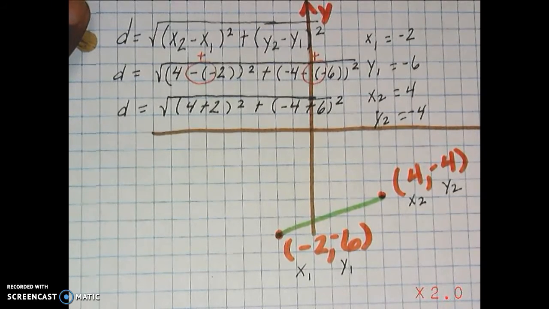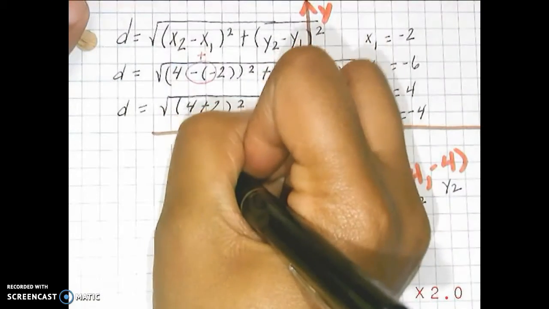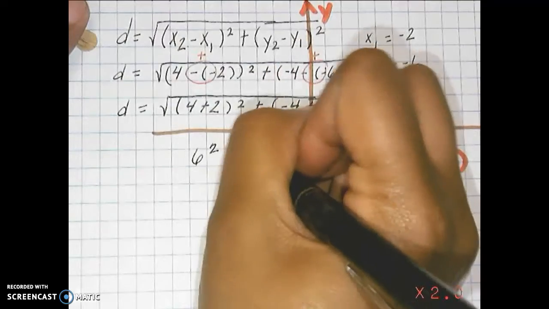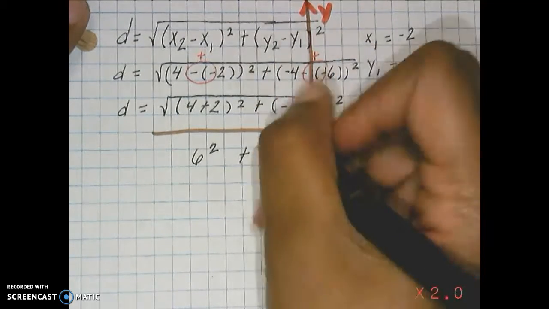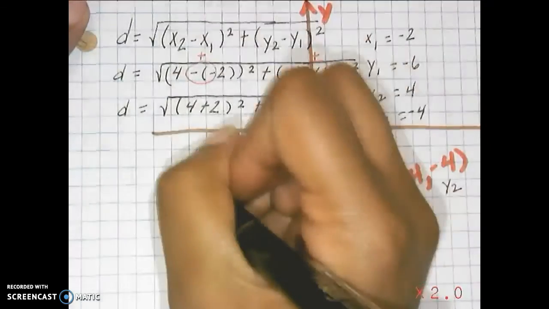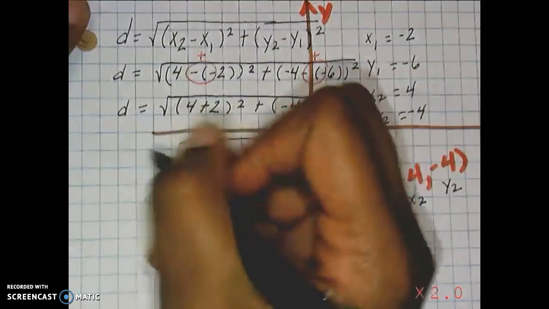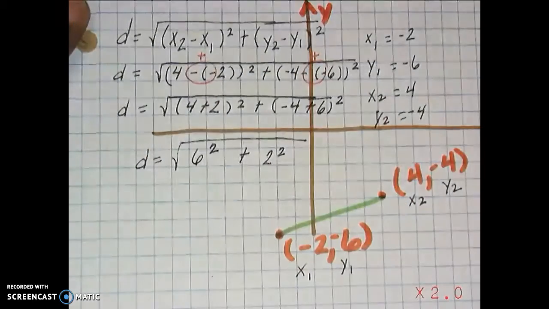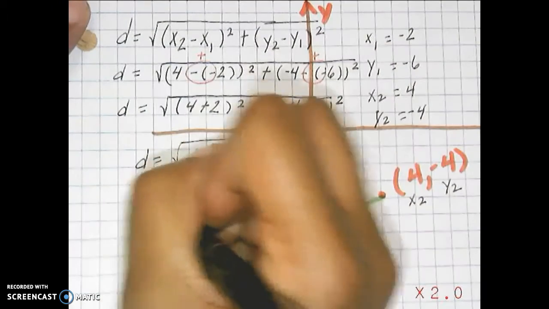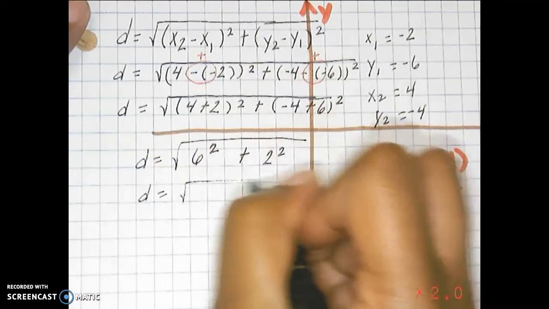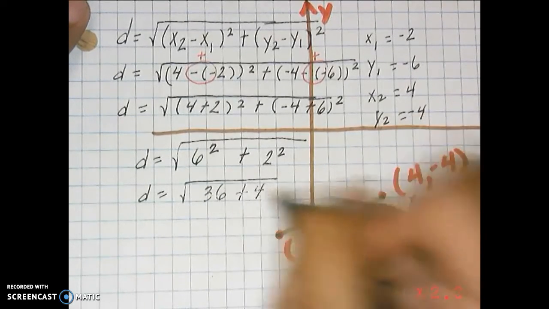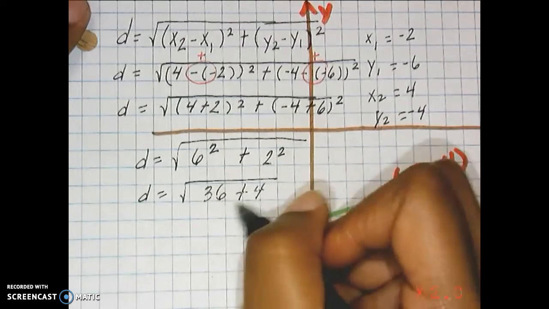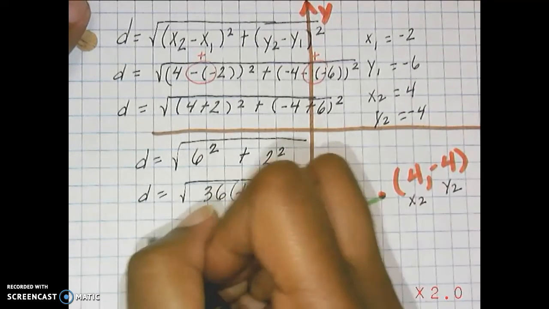So now I have 4 plus 2, which I know is 6 squared, plus negative 4 plus 6. That's going to be 2 squared. All of this is still underneath the radical. And yes, I'm still finding the distance between those 2 points. So at this point, we'll use some algebra. We know that 6 squared is going to be 36, and 2 squared is going to be 4. So my last step is to add those two values together and find a sum.